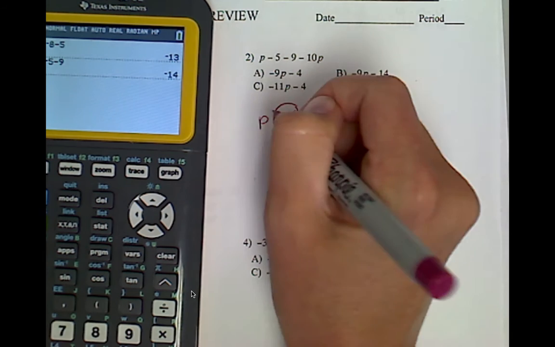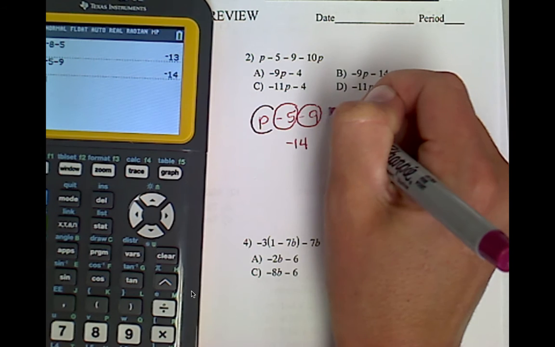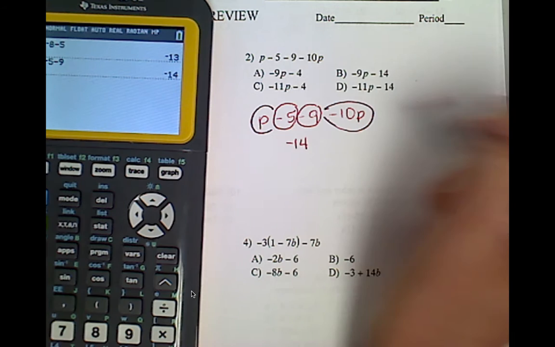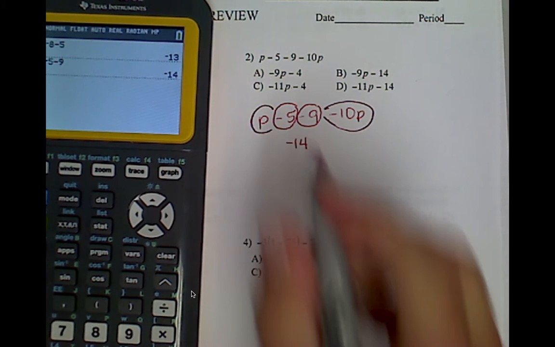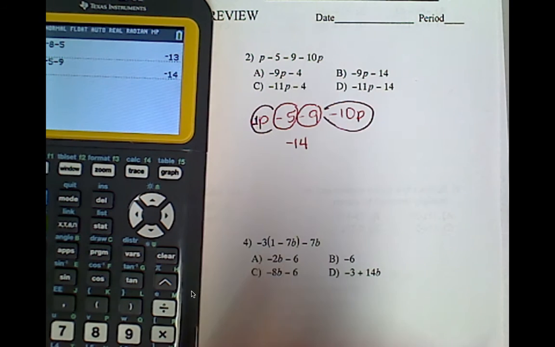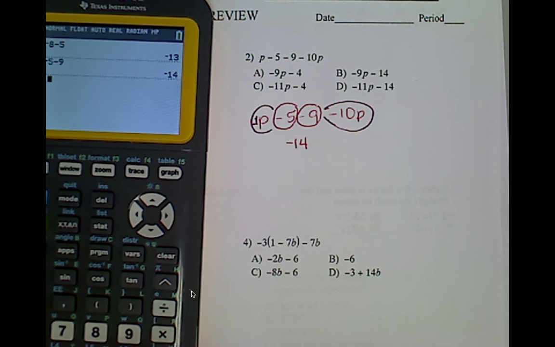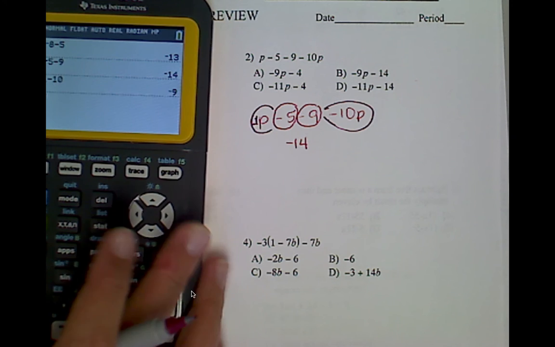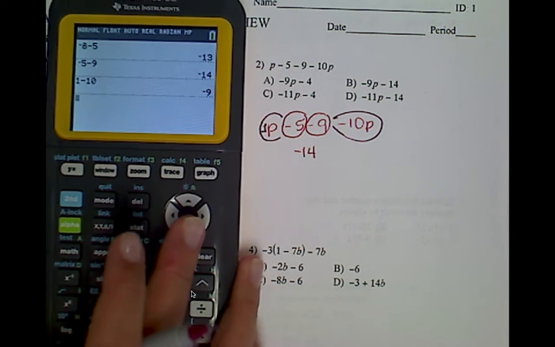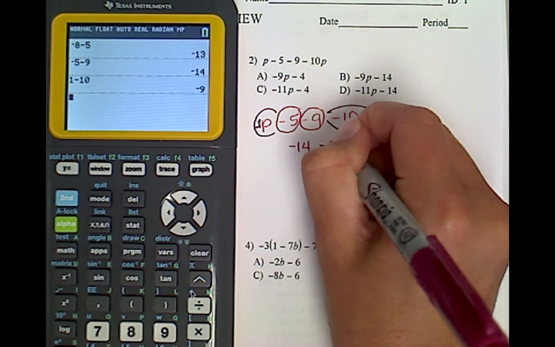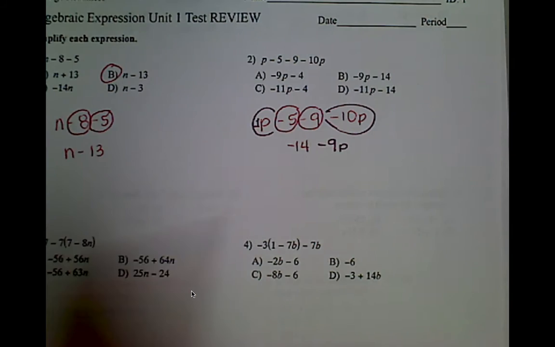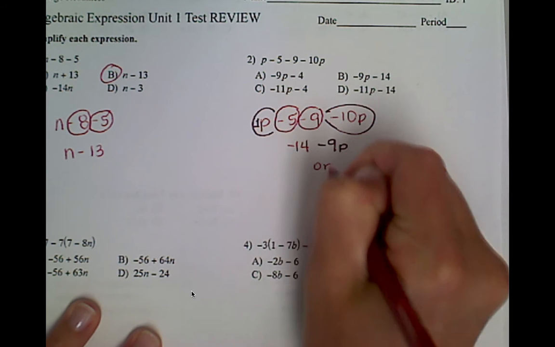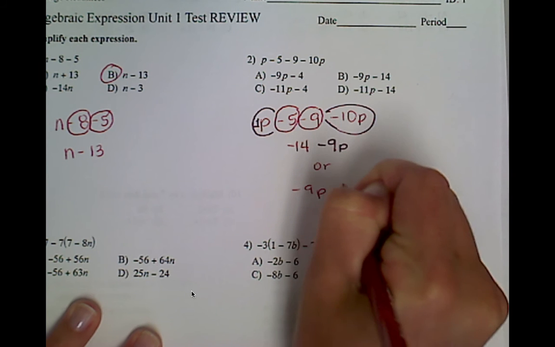Now I'm going to circle in another color the p and the negative 10. If I circle the p and the negative 10, there's an understood 1 right here. So once again, that's a positive 1 minus 10. If I type that in my calculator, positive 1 minus 10, I'm going to be left with a negative 9p. My final answer here should be negative 14 minus 9p or negative 9p minus 14.